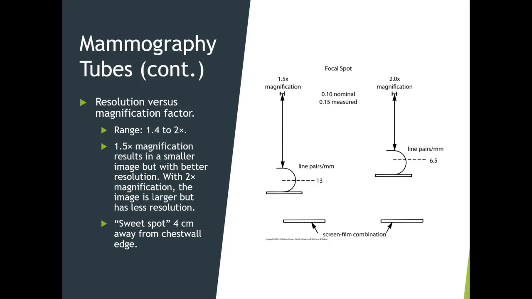The magnification, increase in magnification resolution is necessary because of the part being so far from the image receptor to get that magnification. Most magnification platforms are either going to be a 1.5 times magnification or a 2 times magnification. The image is larger, but has less resolution, so you want that smaller focal spot.